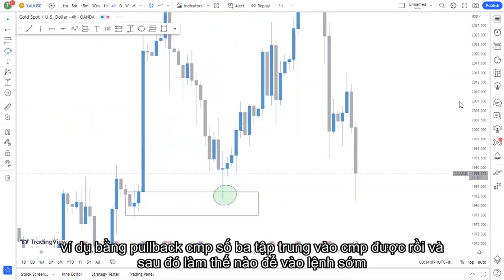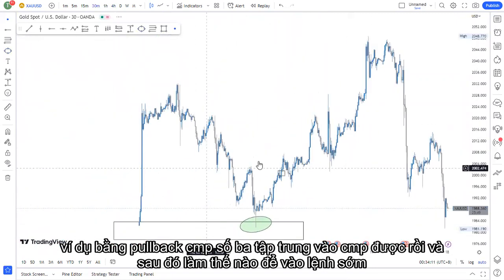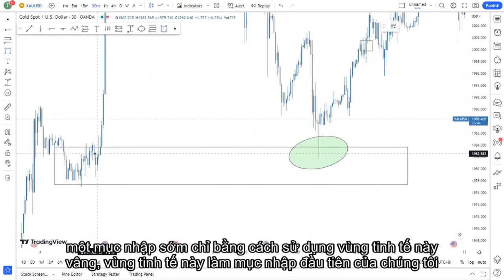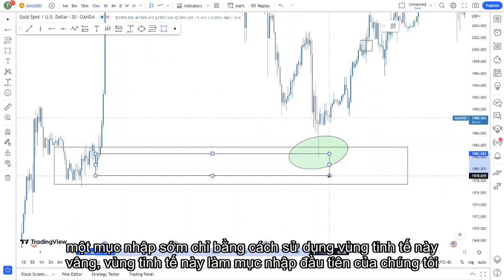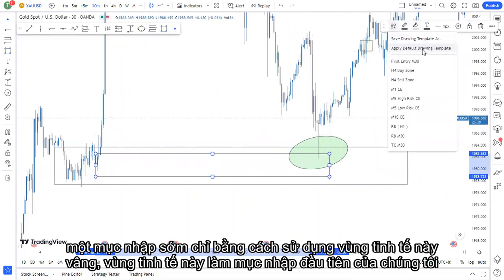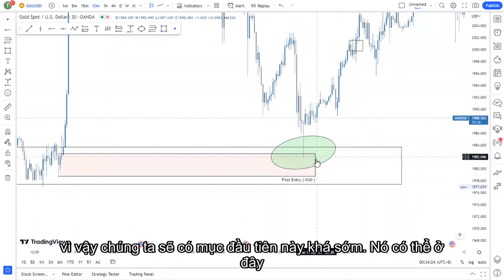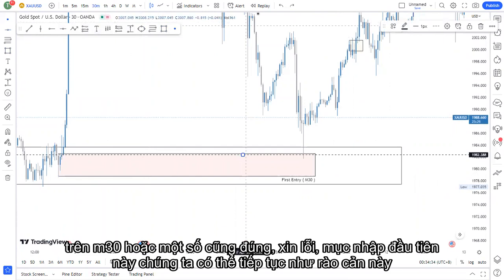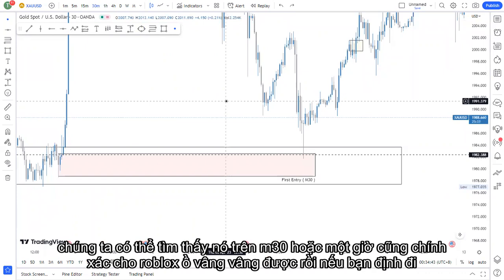All right, and then how to get an early entry. An early entry is just by using this refined zone as our first entry, so we are going to get this first entry quite a bit early, around here. This first entry, we can get it on this roadblock zone. We can find it on M30 or 1 hour also, correct?